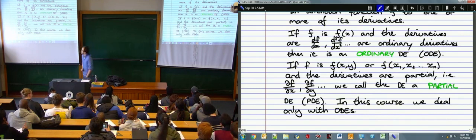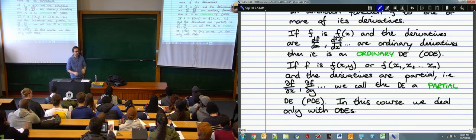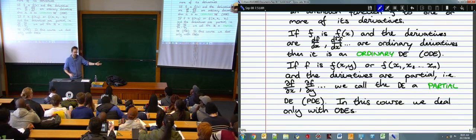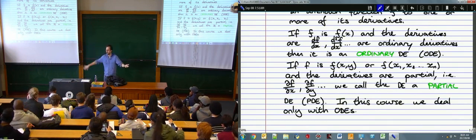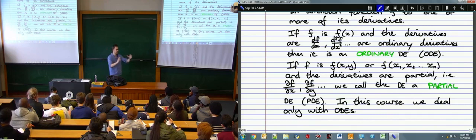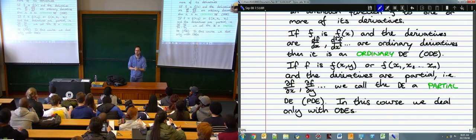Okay. So that's the one thing that we can distinguish. We can say we've got a differential equation. It's either an ordinary differential equation because your function is just a function of one variable, or it's a partial differential equation because it's a function of many variables. We're not going to worry about partial differential equations. We're only going to look at ordinary differential equations.